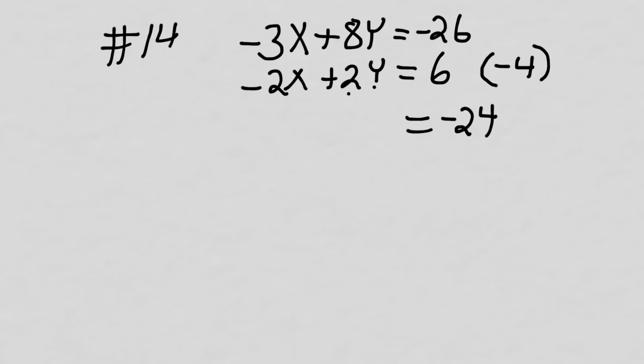Okay, -4 times -2x is going to give me 8x. And -4 times 2y is going to give me -8y. All right? So I don't need that second line at all anymore. I've multiplied everything times -4. I'm just going to erase it.